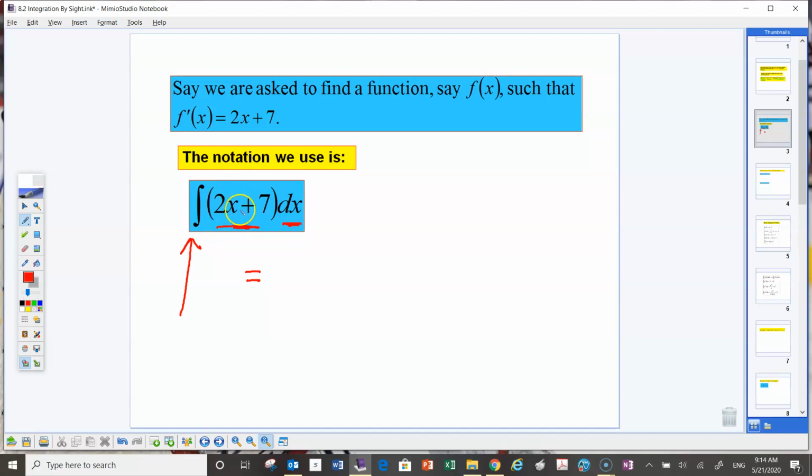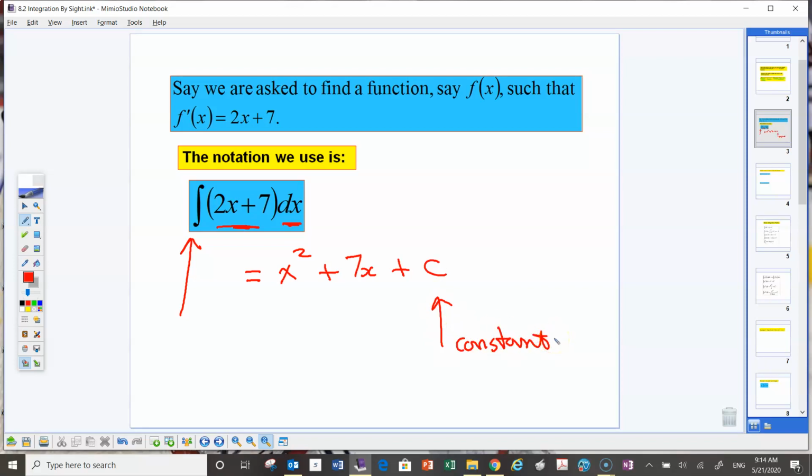What term, if you take the derivative, you end up with 2x? Well, I'm hoping you figured out that that term would be x squared, because the derivative of x squared is 2x. Plus, what term do you have that when you take the derivative, you end up with 7? And again, I'm hoping most of you would have figured out that that would be 7x. And then when we're doing an indefinite integral, we also have to put a plus c. Now this c is any constant.